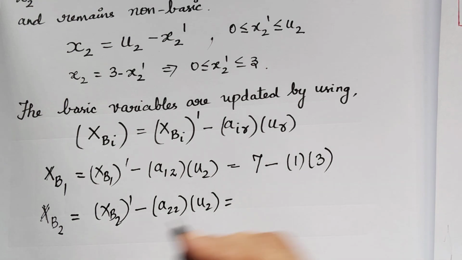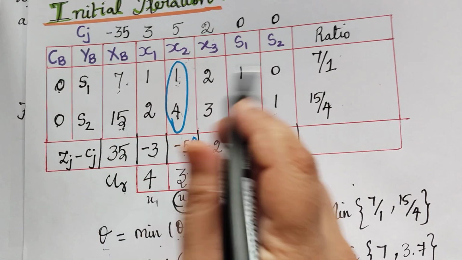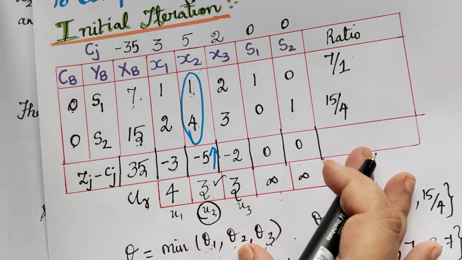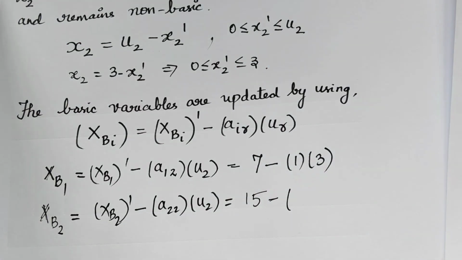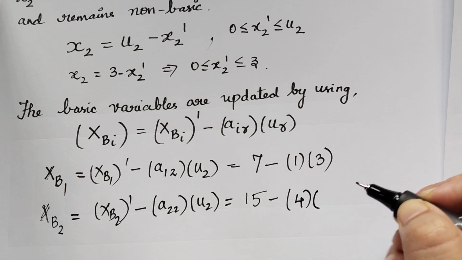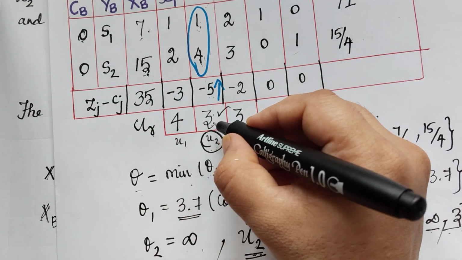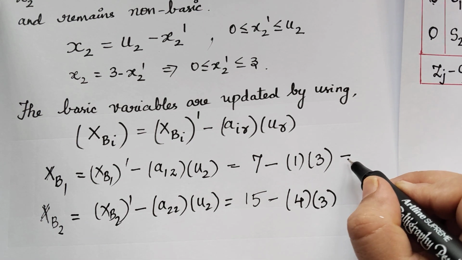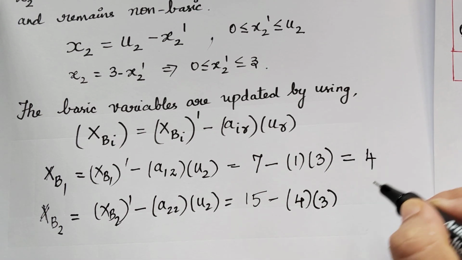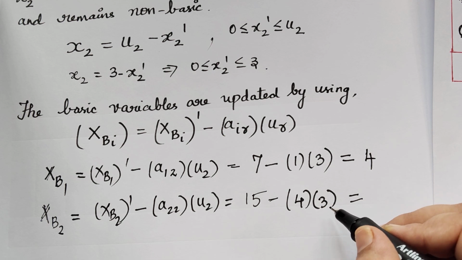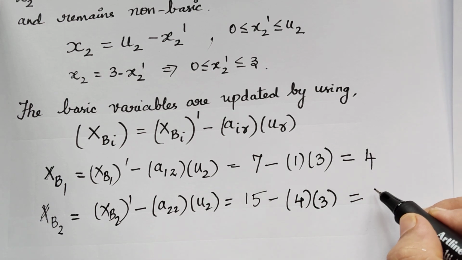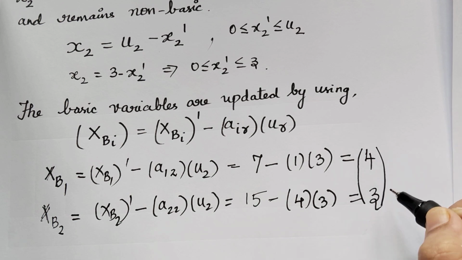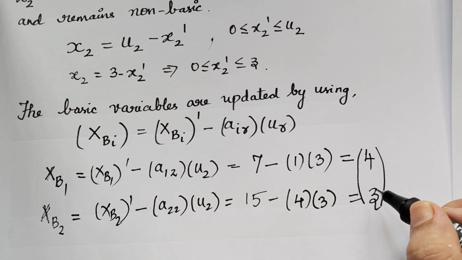Now here the old solution is 15. So as I told you, 15 minus the corresponding value, that is 4. So 15 minus 4 multiplied with the upper bound. The upper bound is this 3 only. So multiplied with 3. So what is this actually? 7 minus 3, which is 4. And here we have 4 times 3 is 12. So 15 minus 12 will give us 3. So 4 and 3 are the new updated solution for S1 and S2.